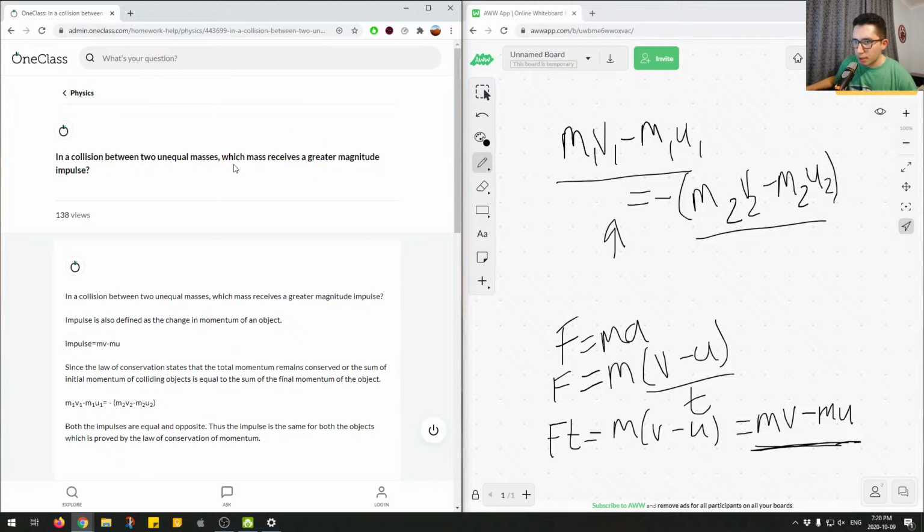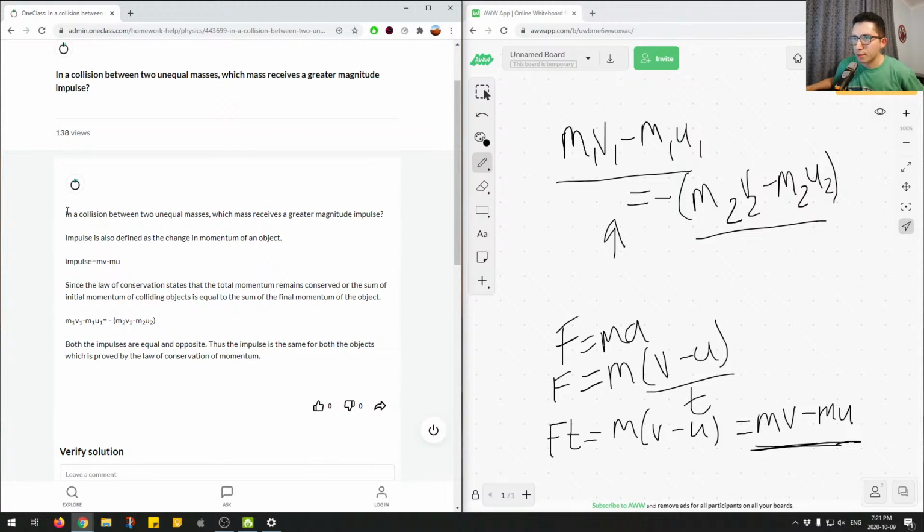So here, which mass receives a greater magnitude impulse is the question. Because of Newton's third law, there's an action force and a reaction force, and they're equal in magnitude. We know that both masses have an equal impulse applied to them, and there's a conservation of momentum. So that answers that question. There's no mass that has a greater magnitude than the other. They both have the same impulse applied to them.